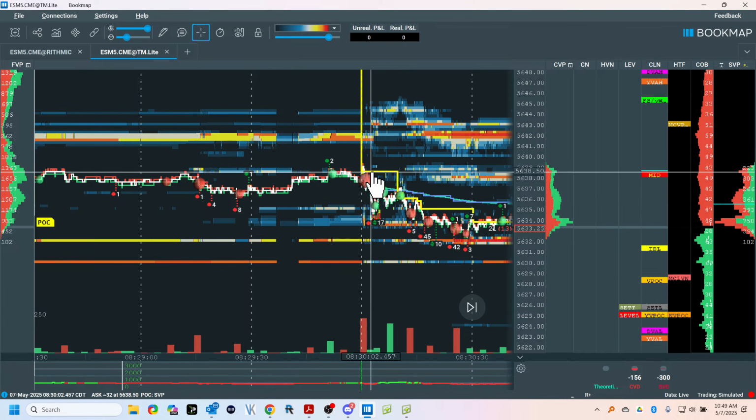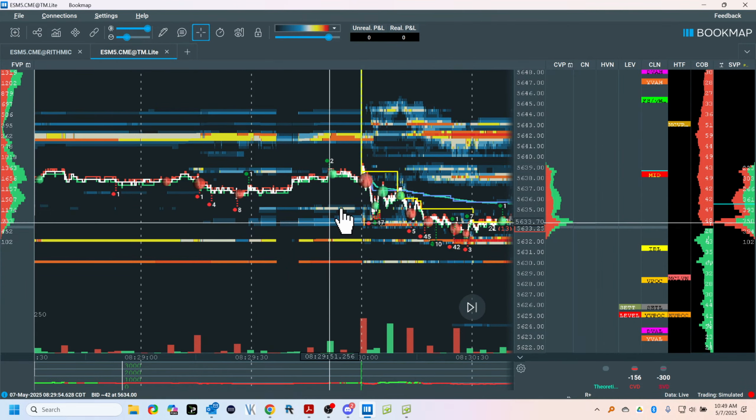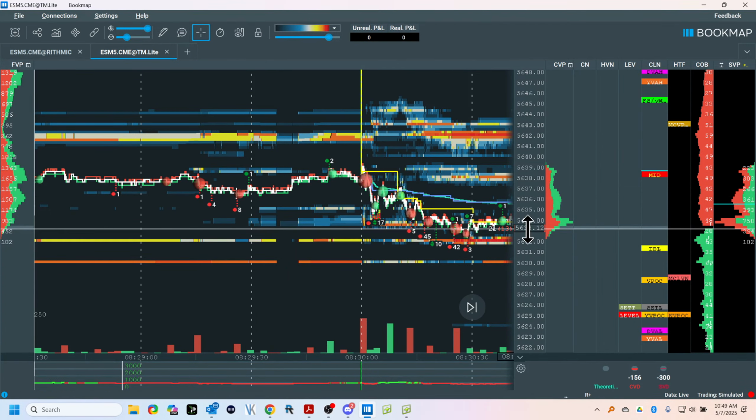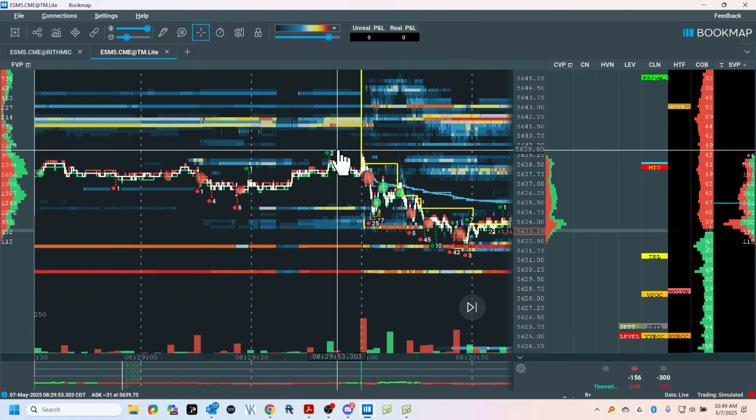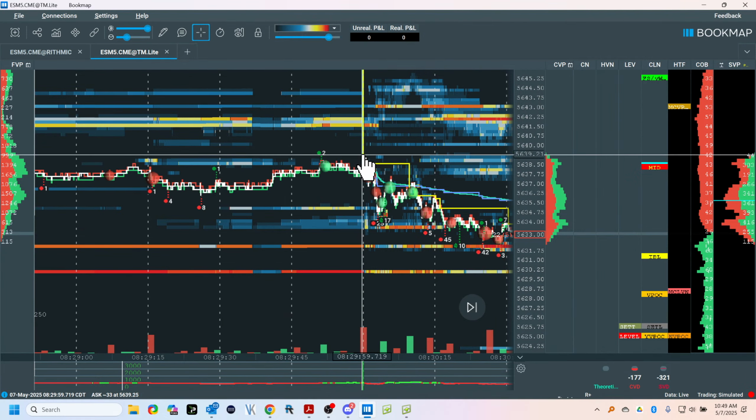Now, this is called VPOC migration. Now, the issue with this is balance. Now, when you're in balance, and this is, again, anything I'm suggesting here is random. So it doesn't mean it always is. It means what? Maybe. This is the opening swing high.